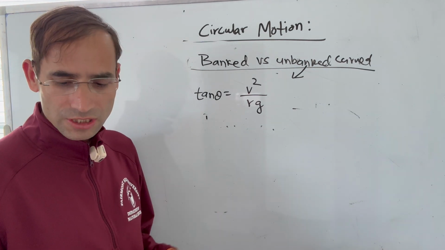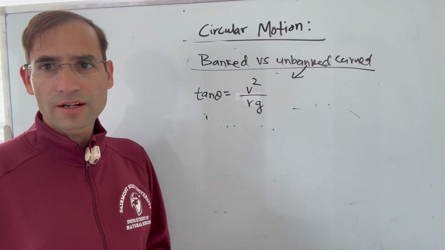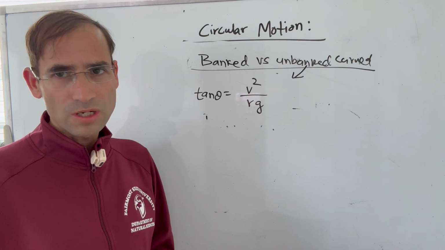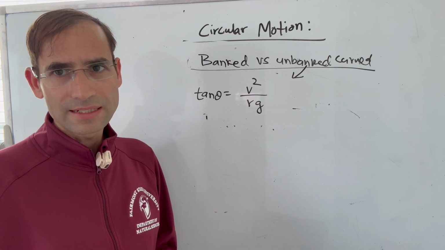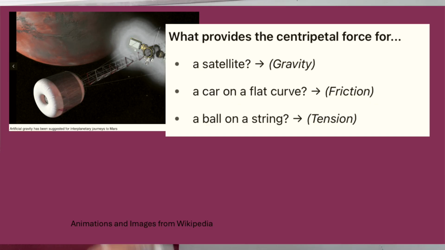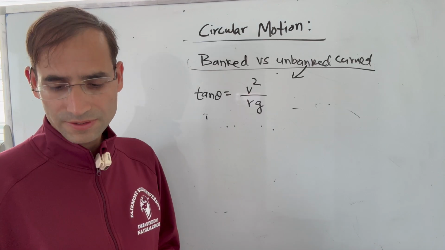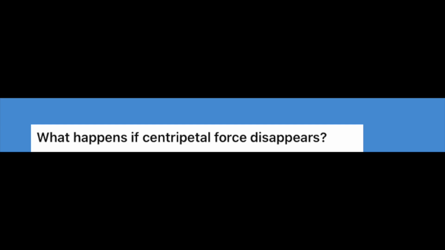Now you are in a position to conclude this lecture. Okay, so let me wrap up with some final questions. First, what provides the centripetal force? Any force can provide the centripetal force. For example, for a satellite going around a planet, gravity provides the centripetal force. A car on a flat curve, what provides it? The friction. A ball on a string, what provides the centripetal force? The tension force.